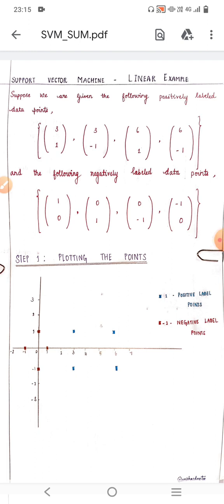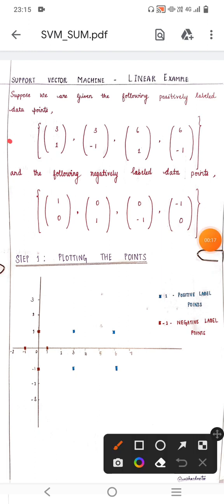The given problem is, suppose we are given the following positively labeled data points: (3,1), (3,-1), (6,1) and (6,-1), and the following negatively labeled data points: (1,0), (0,1), (0,-1), (-1,0). So we have to solve this problem using the support vector machine. It is a linear support vector machine because the data points are linearly separable, which means they are easily separable by a straight line.